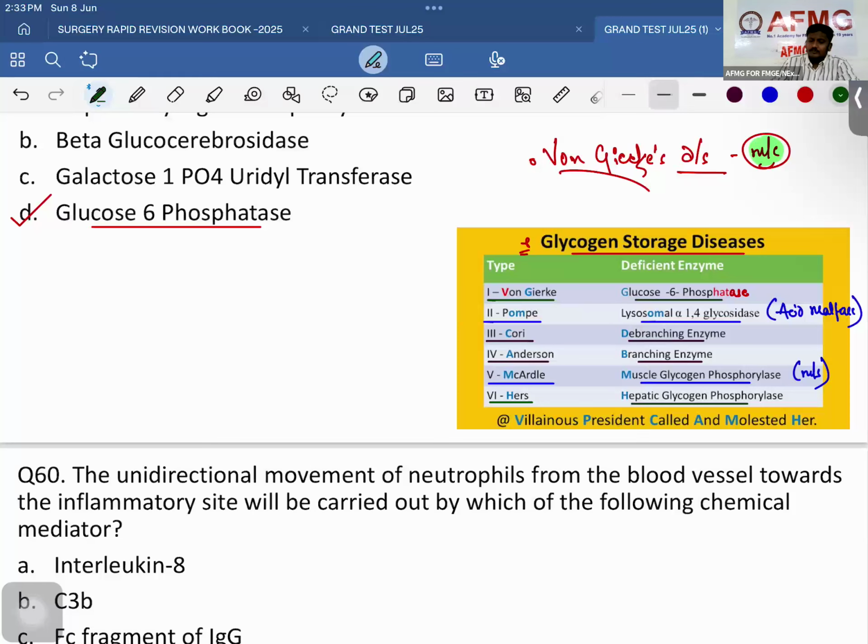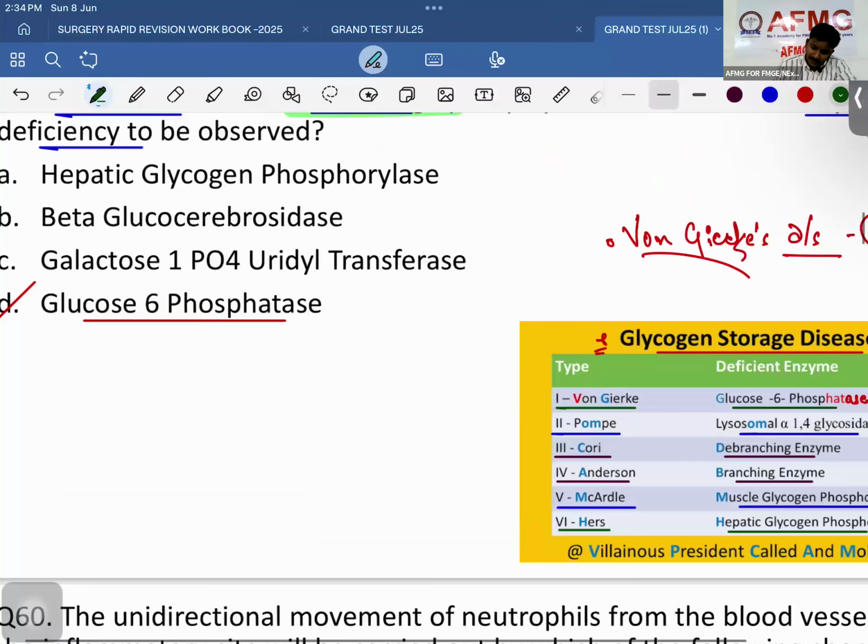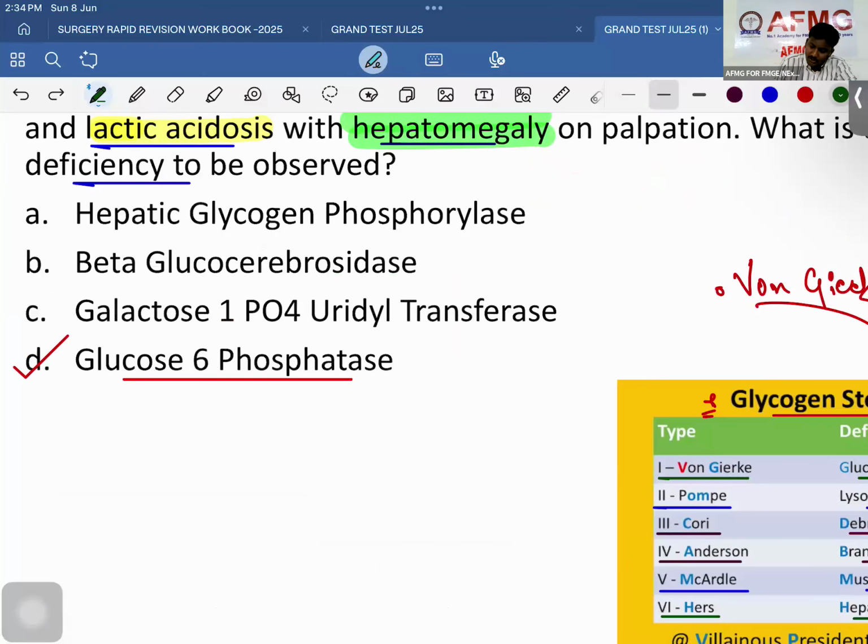Next important, floppy baby will be seen in severe hypotonia, or floppy baby, cardiomegaly. These are features of Pompe's disease. That is very, very important to be remembered. And hepatomegaly will be mainly a feature of type 1, that is von Gierke's disease, or type 6, that is Hers disease. We know that hepatic glycogen phosphorylase is absent in patients of Hers disease, where there will be only a mild hypoglycemia, not a severe one.